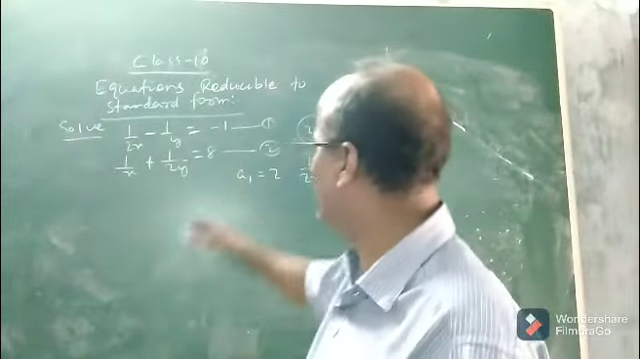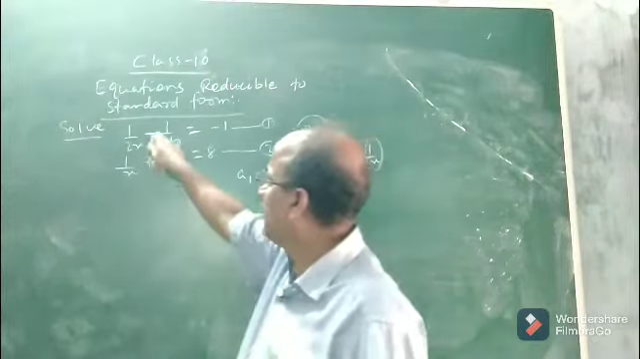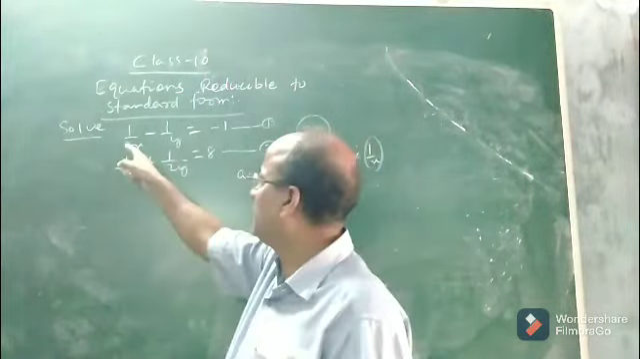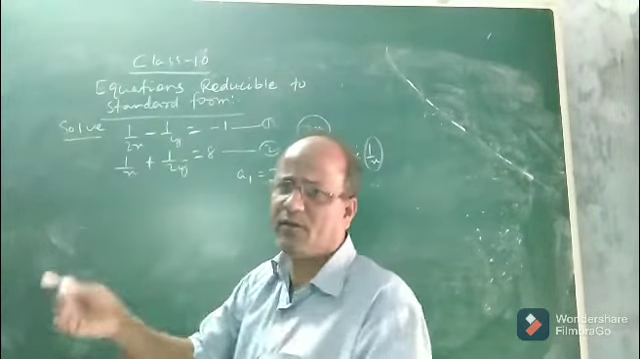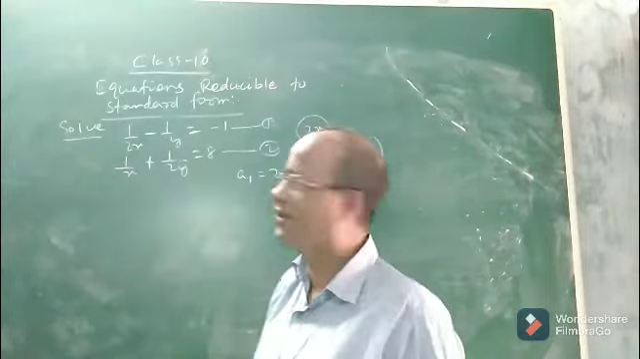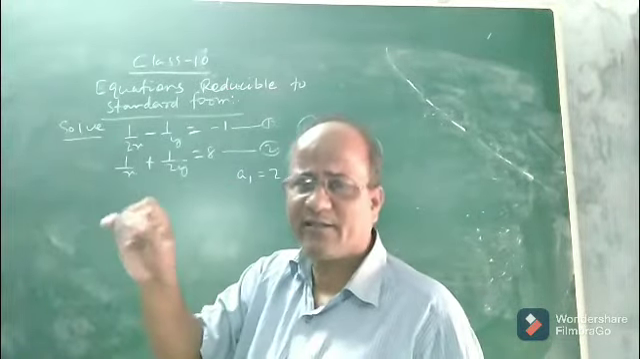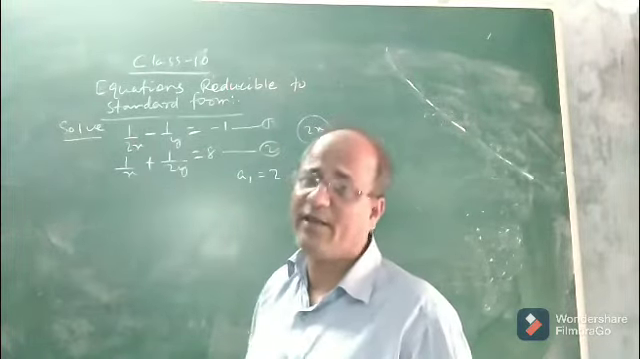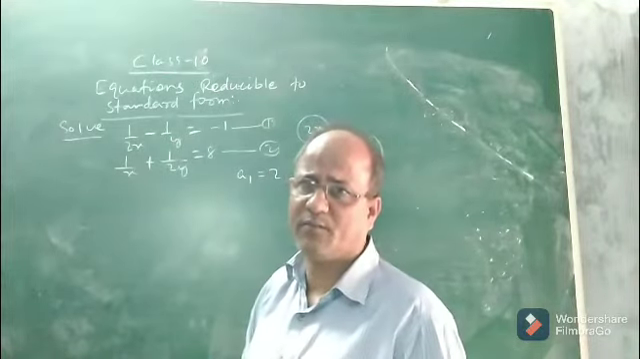That means, children, in these two equations you cannot say what the values of a1 and b1 are. Similarly, what will be the value of b1? Nobody can say, because it is 1 by y given, not y. Had it been given y, then the value of b1 would be minus 1. But it is given 1 by y, so we cannot say what the value of b1 is.